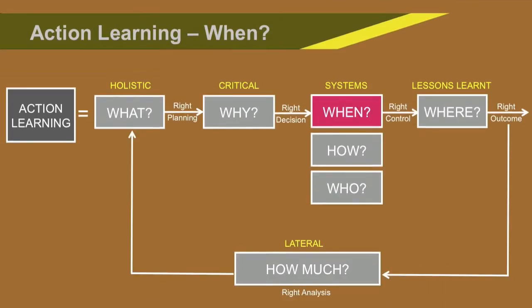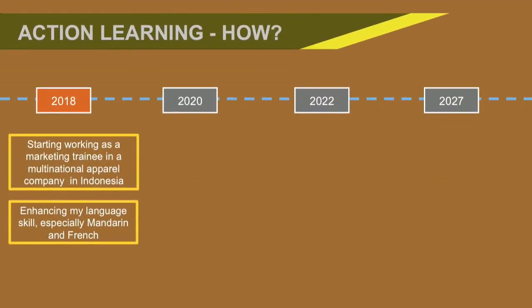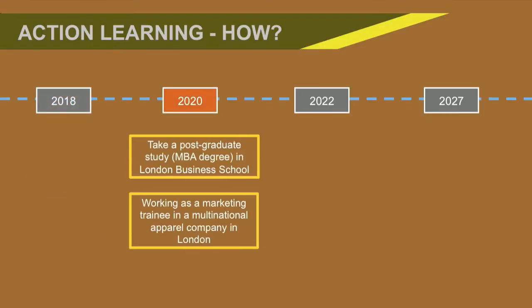In this section, I'm going to explain my timeline and career plan in my next first, third, fifth, and 10th year. So 1 year from now, which is in 2018, my plan is to start working as a marketing trainee in a multinational apparel company in Indonesia, as well as enhancing my language skills, especially Mandarin and French. 3 years from now, which is in 2020, my plan is to take a postgraduate study, an MBA degree in London Business School, and also work as a marketing trainee in a multinational apparel company in London.